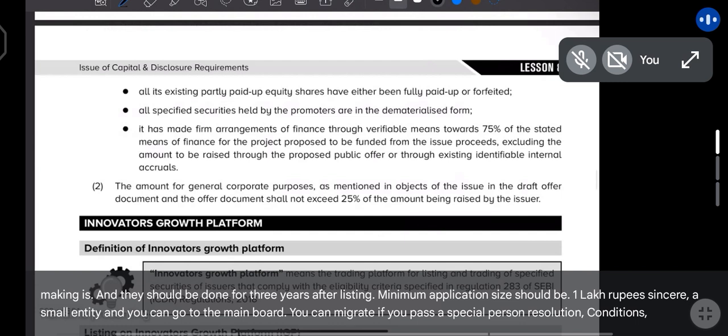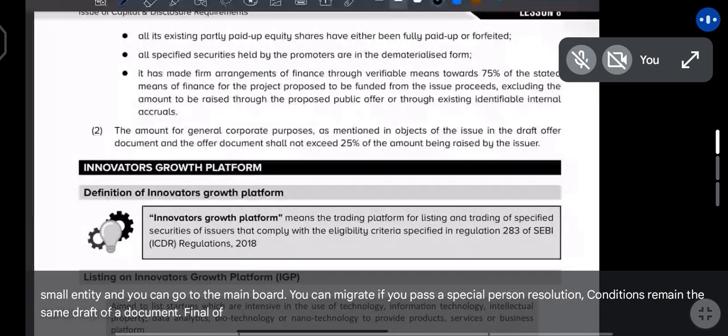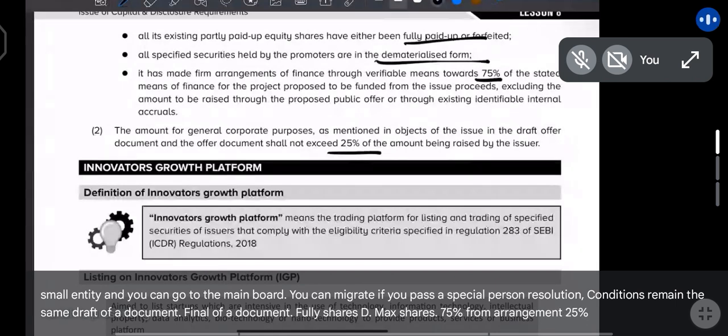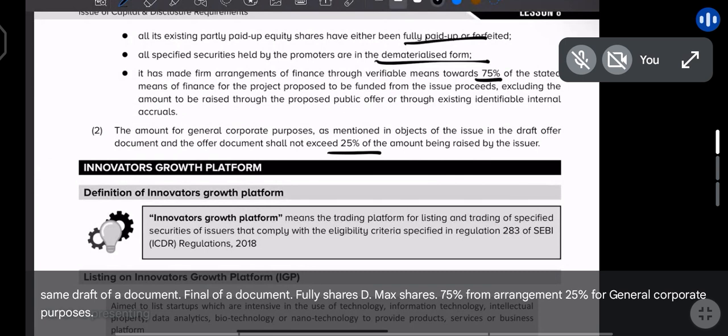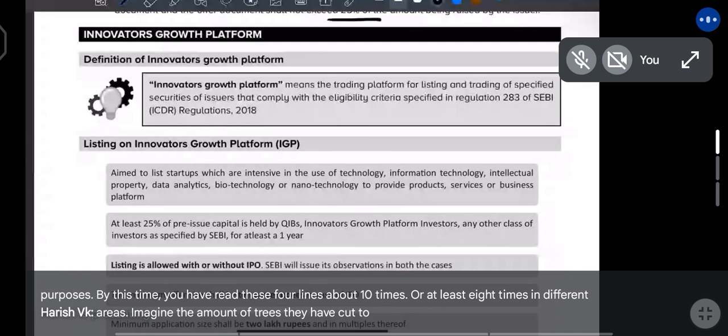Conditions remain the same: draft of a document, final of a document, fully paid shares, demat shares, 75% firm arrangement, 25% for general corporate purposes. By this time, you have read these 4 lines about 10 times, or at least 8 times in different areas. Imagine the amount of trees they have put to print this.